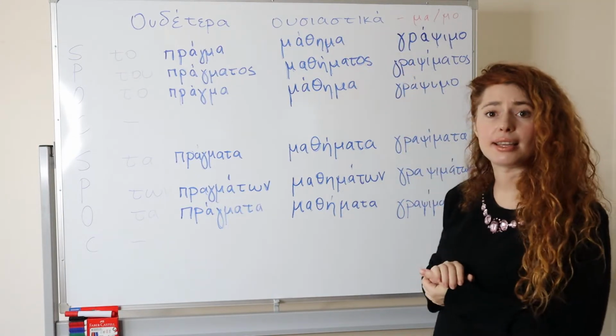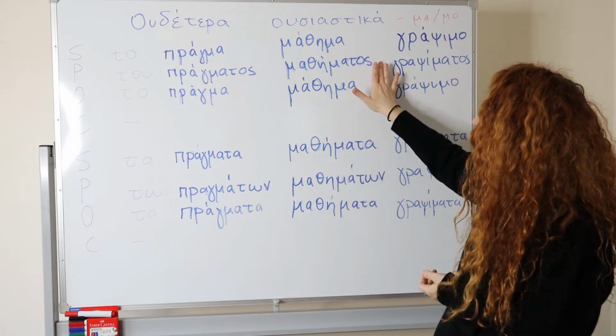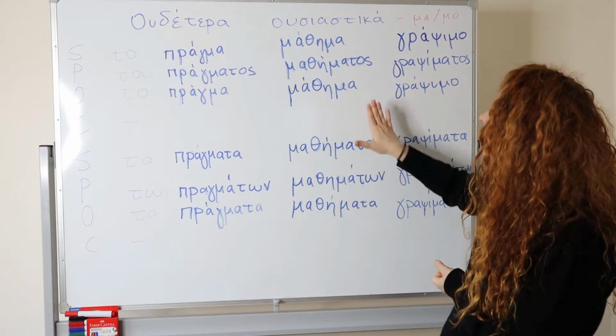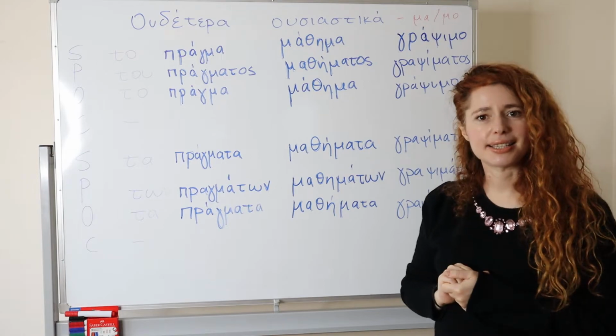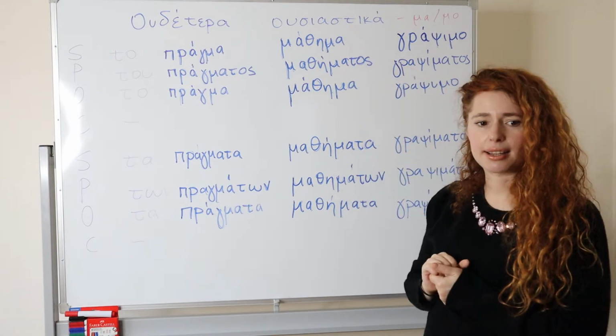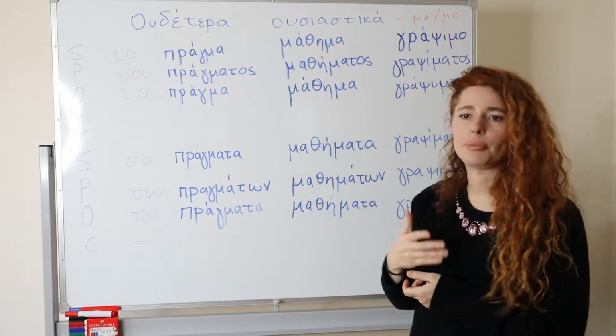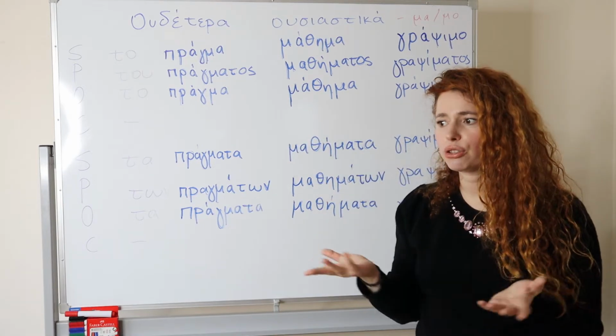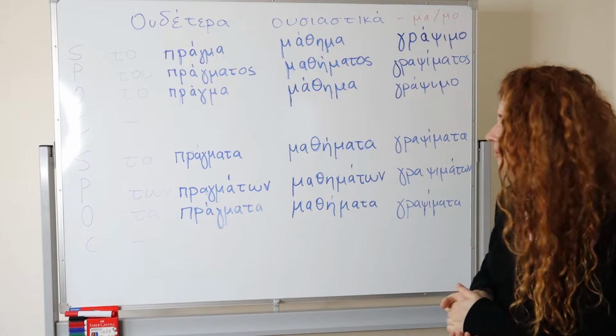To mathima, the lesson as a subject. To mathimatos, the lesson as possessive. And to mathima, the lesson as an object. The subject and the object are exactly the same, and we have nothing in call because it's a not living creature, so we don't really have to call the lesson.